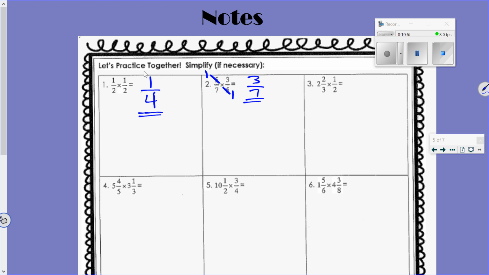Now you don't have to do that. I can still do the math. I can do 5 times 3 is 15. 7 times 5 is 35, but now guess what I need to do? Simplify. What can I divide 15 and 35 by? 5. And what do I get?